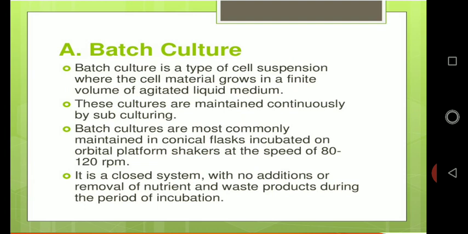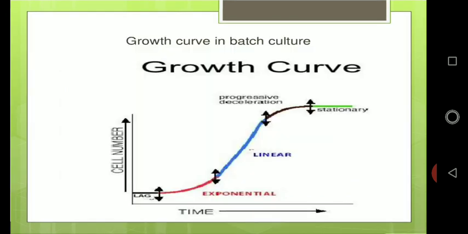So we incubate that flask on a rotary shaker at 80 to 120 rpm. What happens when we add initial cells inside it? They start growing inside that particular flask. And after a certain time period, such as 21 days, the flask is completely filled with the cells. So it is known as a closed system. Kindly remember that.